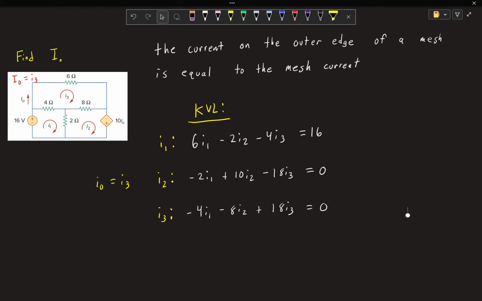All right, now that we have 3 equations and 3 unknowns, we can go ahead and solve the system. So when you solve the system, you should end up with I3 being equal to negative 4 amps. However, we already know that I naught is equal to I3. Therefore, we can just say I naught equals negative 4 amps. And that is our answer.